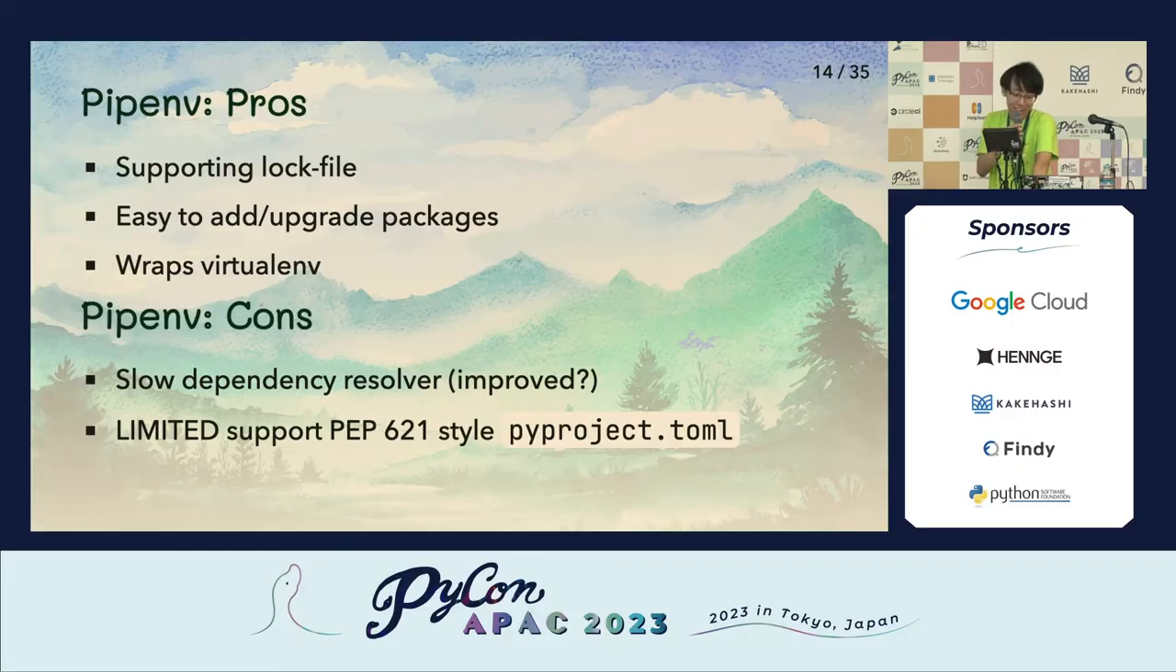It was a very progressive tool. Since it appeared in 2018, it forced me to use lock files, upgrading, adding commands, and wrapping virtual environments. But it has limited support for the PEP 621 style pyproject.toml I mentioned before, so I think it's no longer a good idea for new projects. And maybe a slow dependency resolver, but I heard that improved. If you know about this resolver improvement, please tell me after this talk.